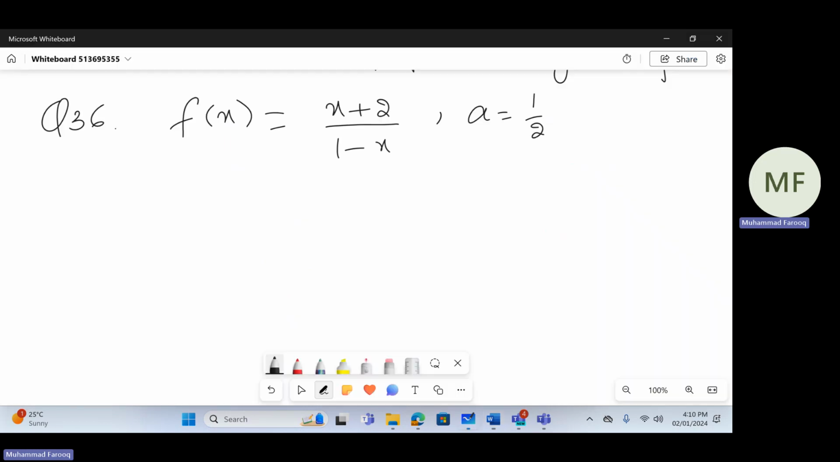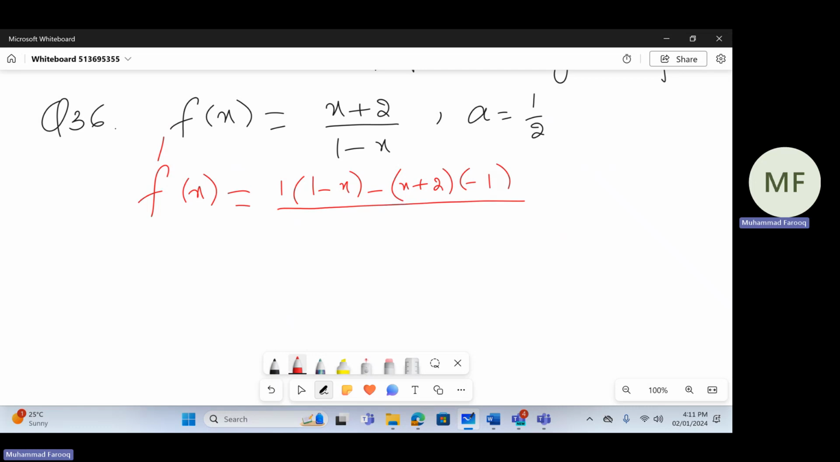So first of all we derive. This is my function, and I will calculate its derivative, f prime. Which rule? Quotient. So I have 1 times 1 minus x, minus x plus 2 times the derivative of 1 minus x, which is minus 1. Be careful with the minus. And divide by 1 minus x squared.